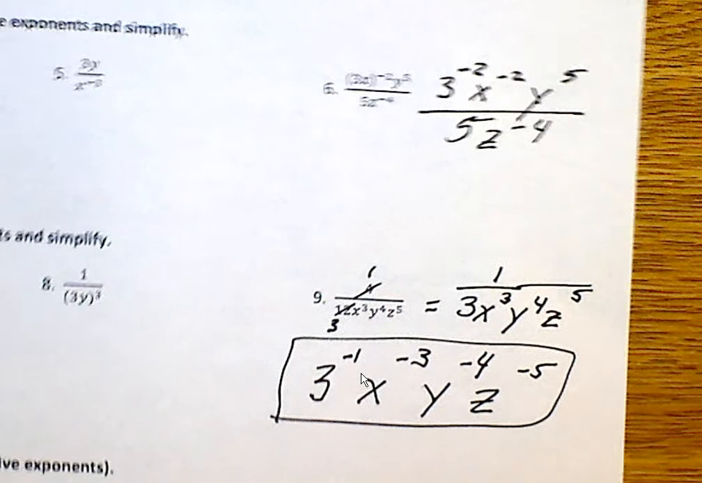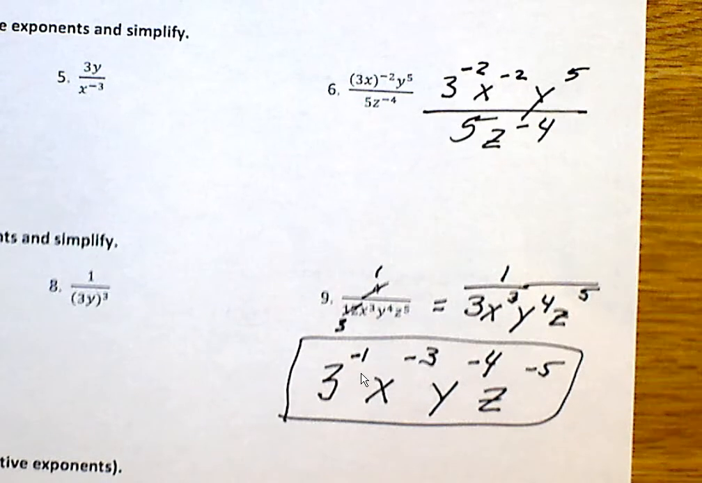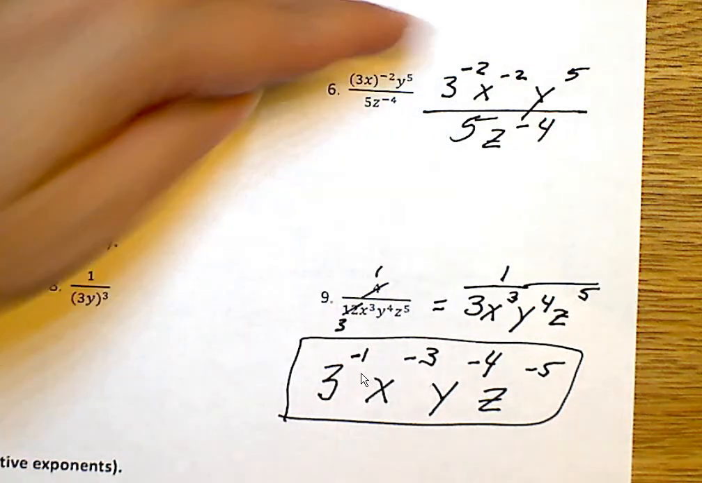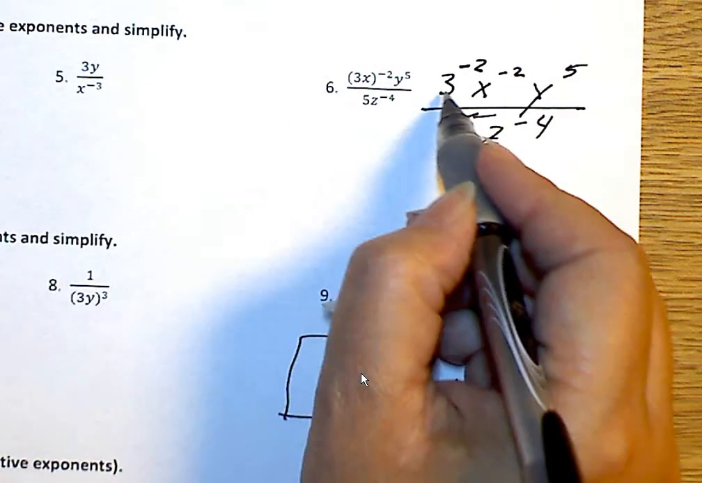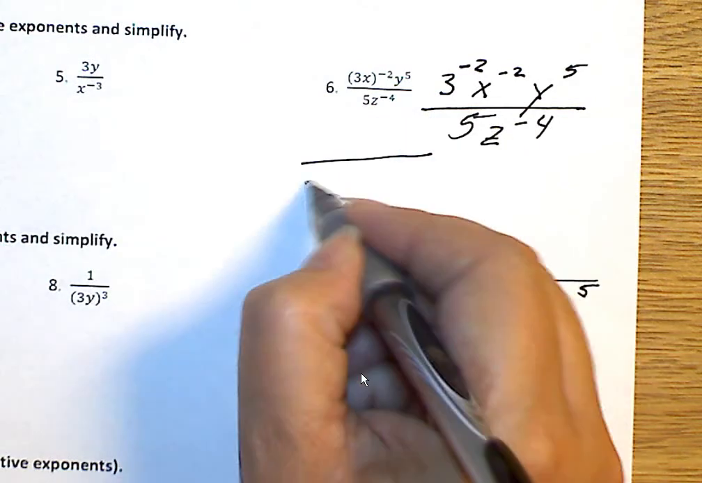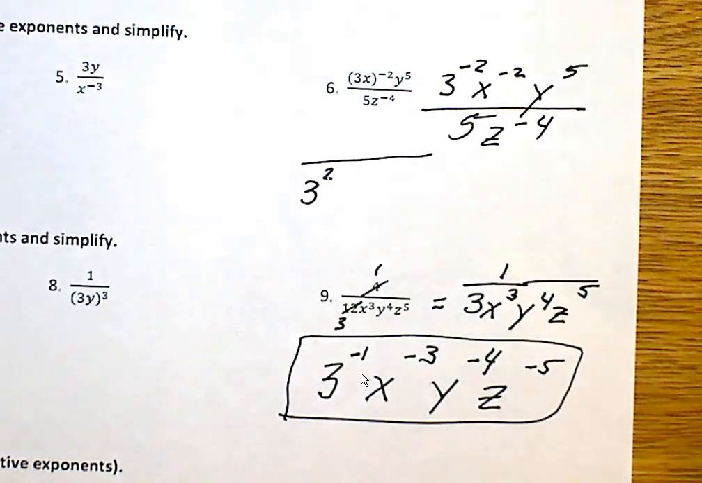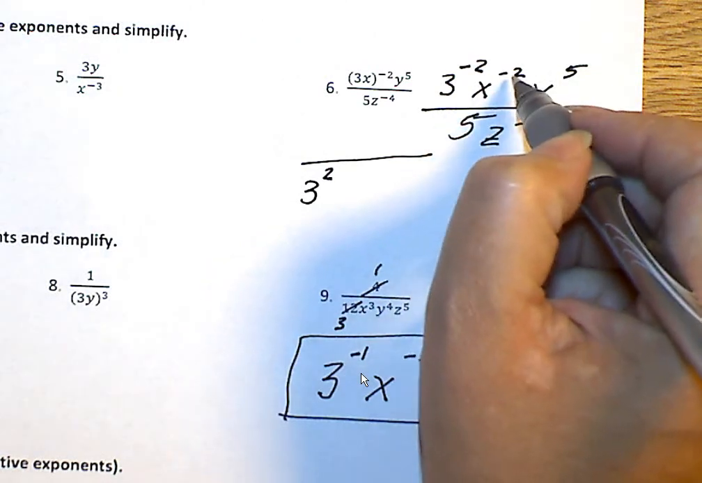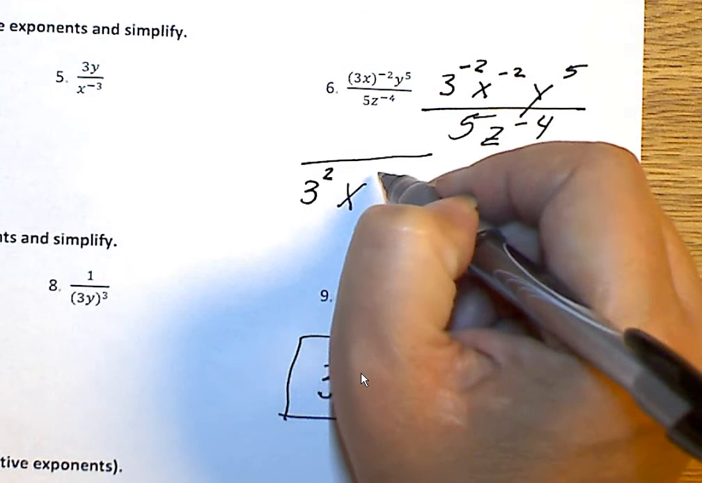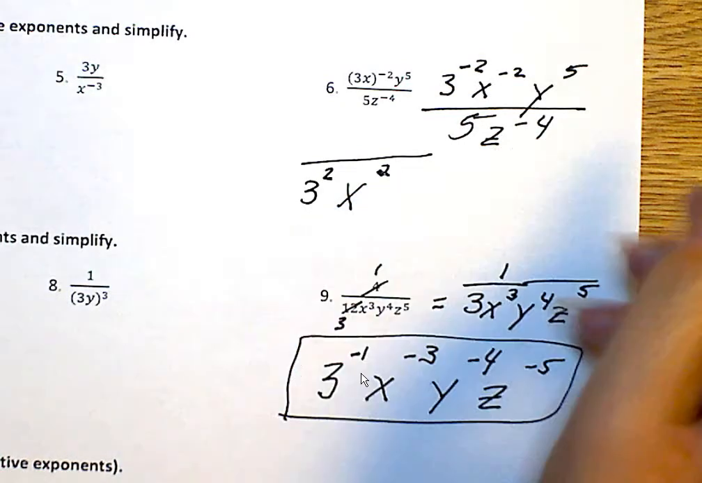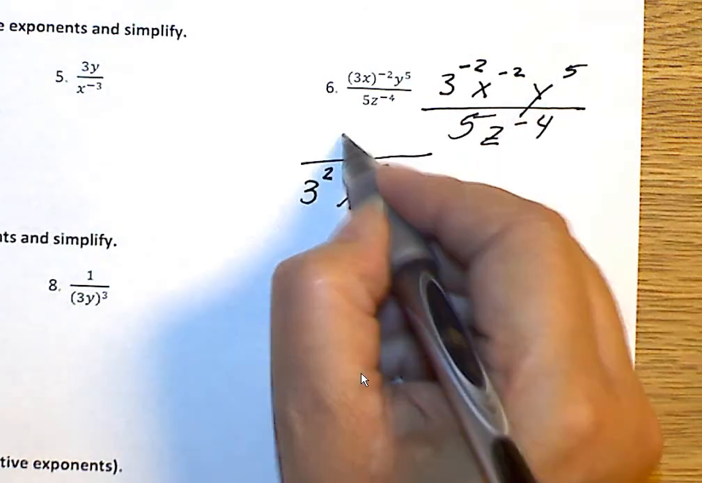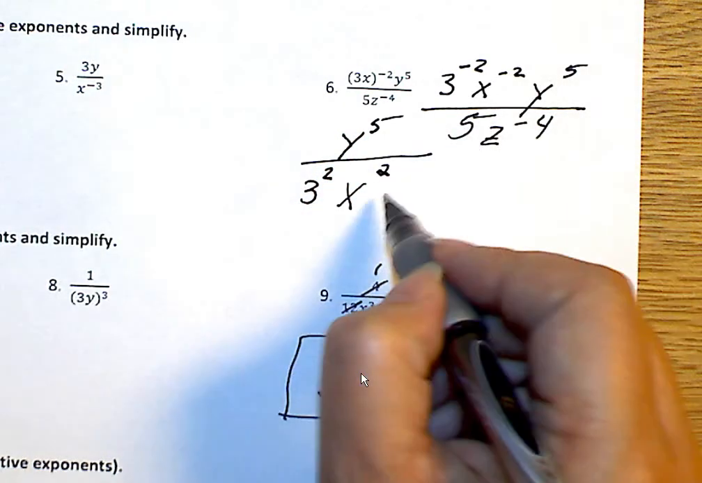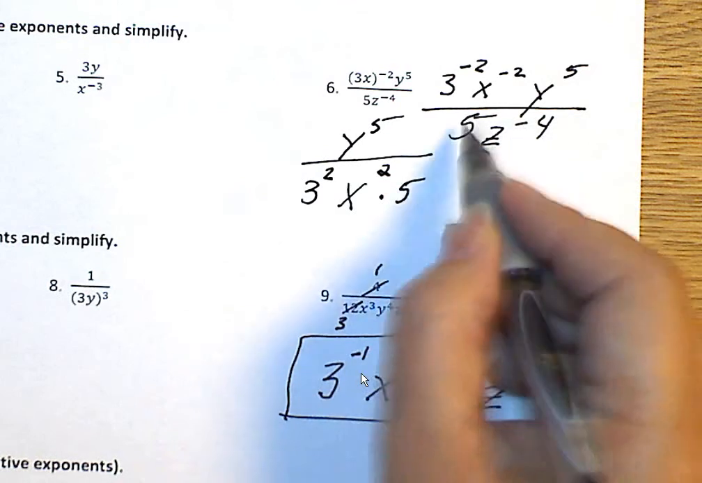Alright. If it's negative, that means it has to go opposite. So if it's negative, it's going to the bottom. If it's positive, it stays. This is negative, so it's going to go on the bottom. So I have 3 to the negative 2, so it's 3 squared now. We had x to the negative 2, and that goes to the bottom now, being x squared, because we're changing it. This stays the same. It stays on the top, y to the 5th. The 5 is going to stay on the bottom. And then this goes to the top, so we have z to the 4th.